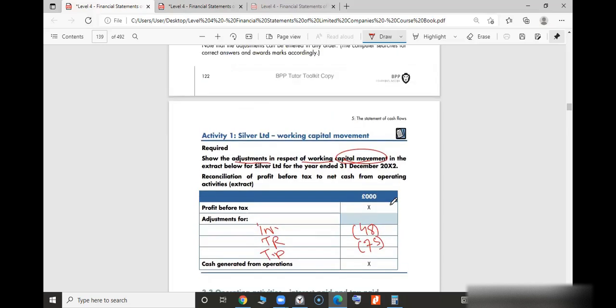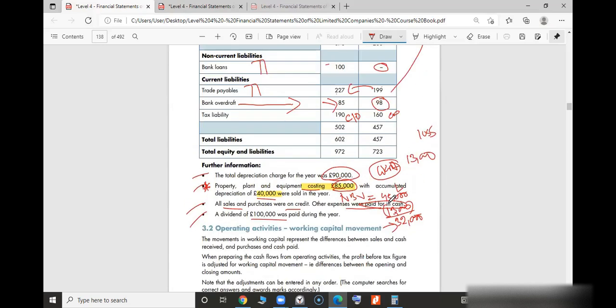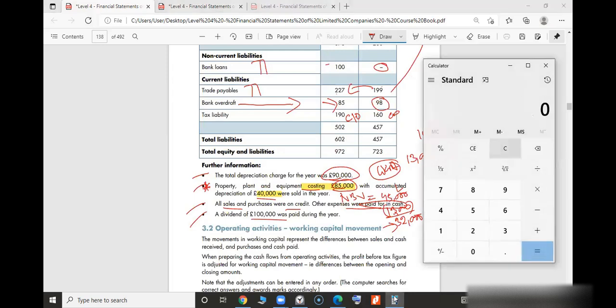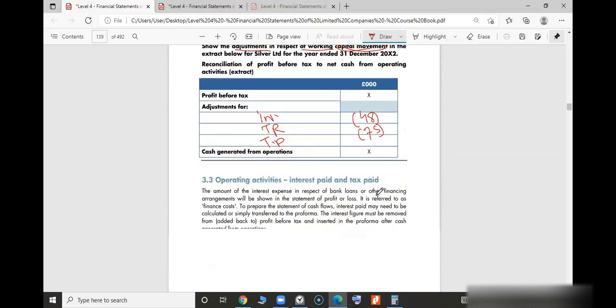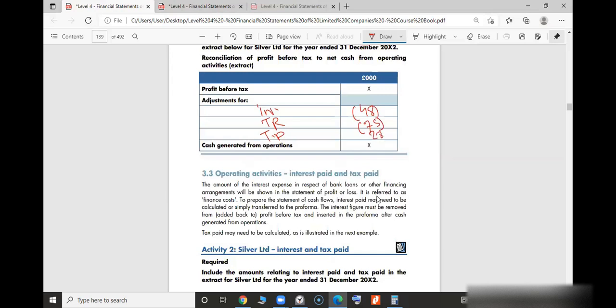And trade payables. How much is the trade payables? Has anybody worked it out? Trade payables. It's going to increase, which is a good thing. 2 to 7. Sorry, 2 to 7 minus how much? 199. 28. Thank you, people. 28. So it's a positive figure. Now, they didn't give you the total. Maybe in another activity, they're going to give it.